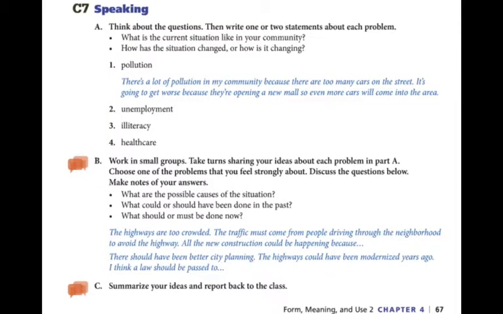There should have been better city planning. The highways could have been modernized years ago. I think a law should be passed to do something. All right, these are some examples. Now, go practice writing some sentences of your own.